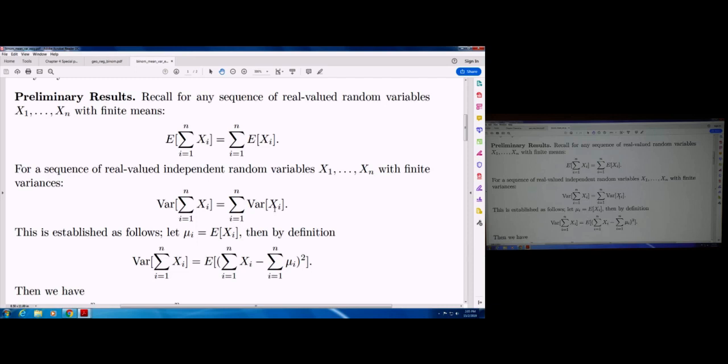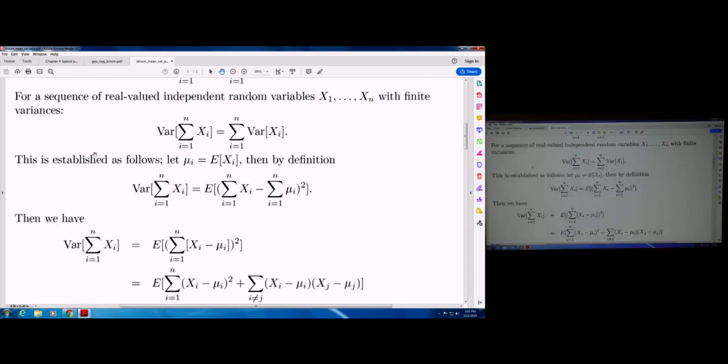Critically here, of course, all the variances on the right-hand side of that equation must be finite for these things to make sense. And it's important that they are independent, because this result does not hold necessarily for dependent random variables. Let me just show you why that's the case. It will give us a chance to do some simple calculations. So how do you work that out?